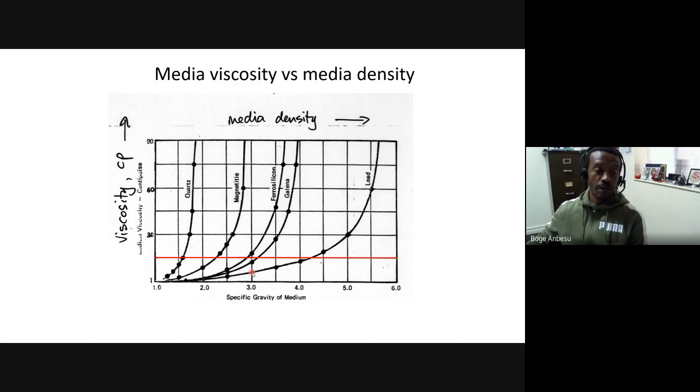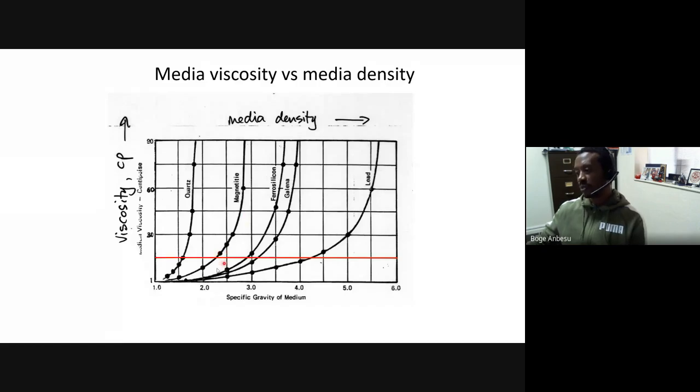How about if you were planning to use quartz as particles to make up a media of specific gravity of 3? It won't happen simply because as you add more and more quartz, the viscosity simply shoots up. And in this case, it's simply impossible to produce a medium of specific gravity about 3 using quartz. Why? Because quartz to start with has specific gravity of 2.5, 2.6. There is no way we can make high density media using quartz.